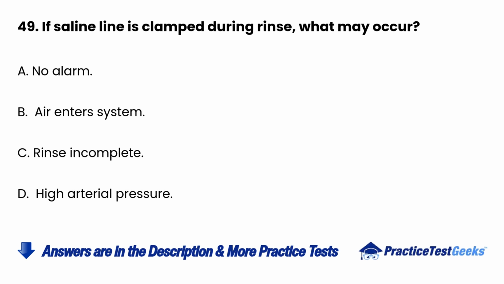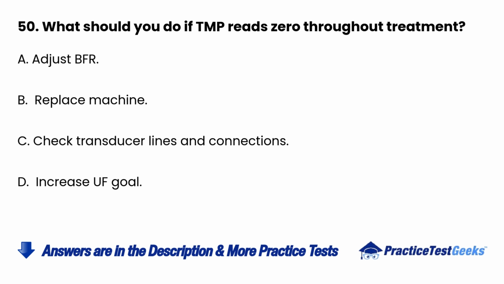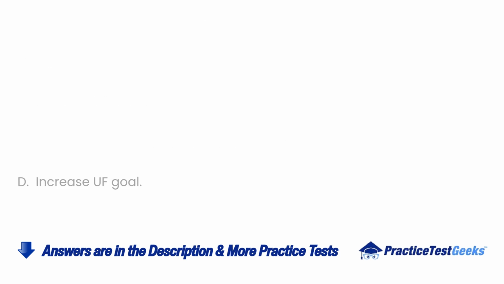49. If saline line is clamped during rinse, what may occur? A. No alarm. B. Air enters system. C. Rinse incomplete. D. High arterial pressure. 50. What should you do if TMP reads 0 throughout treatment? A. Adjust BFR. B. Replace machine. C. Check transducer lines and connections. D. Increase UF goal.